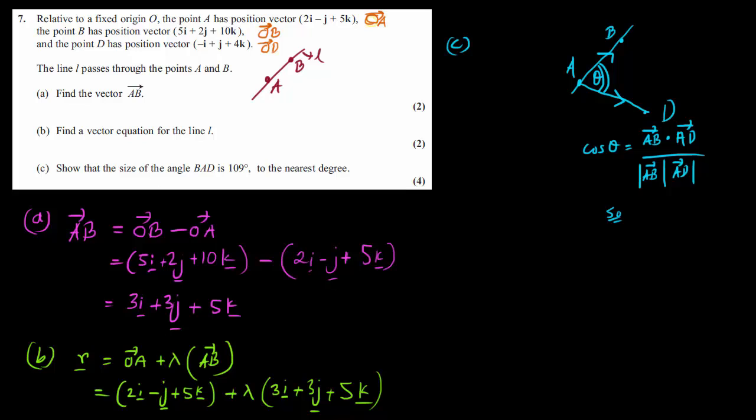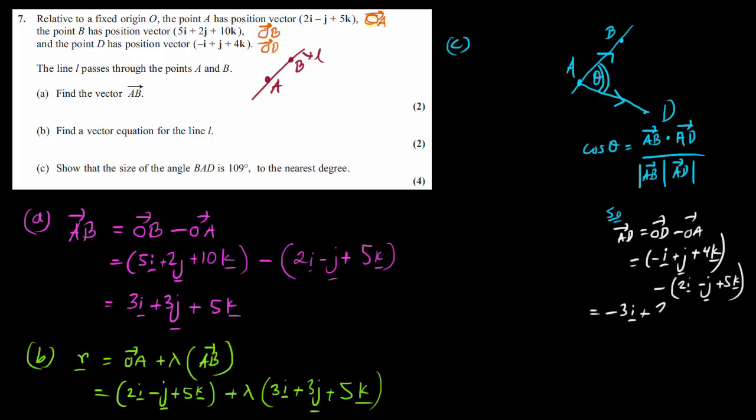So AD equals OD minus OA. So OD is minus i plus j plus 4k, minus OA, which is 2i minus j plus 5k, and this turns out to be minus i minus 2i is minus 3i, j minus (minus j) is plus 2j, and 4k minus 5k is minus k. So now we know AD.